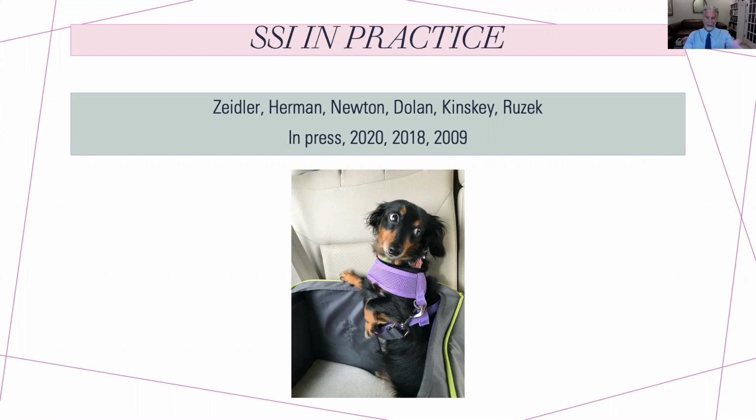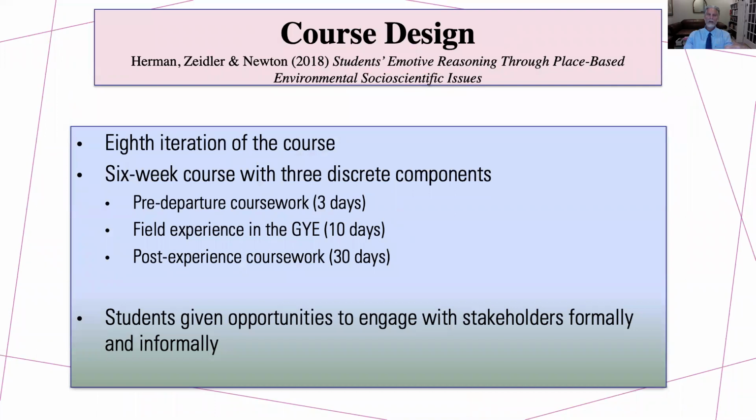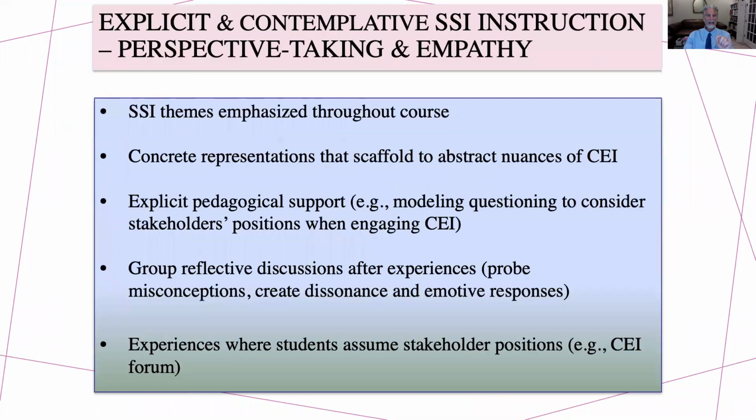By the way, I just had to find a reason to get my dog in the picture, so that's Sophie. And I wanted to look at the work in particular of these individuals, because they've done a lot in terms of implementing this in different ways in science education. So I won't go into all the details of how the course was structured, but if you wanted to look at one article by Herman, Zeidler, and Newton in 2018, Students' Emotive Reasoning Through Place-Based Environmental Socioscientific Issues, I think it would give you a really good insight into how we develop these SSI themes throughout an immersive course that are going to place students in the environment with different actors, real people that have different stakes in situations involving, in this case, the release of gray wolves in a natural environment in Yellowstone National Park.